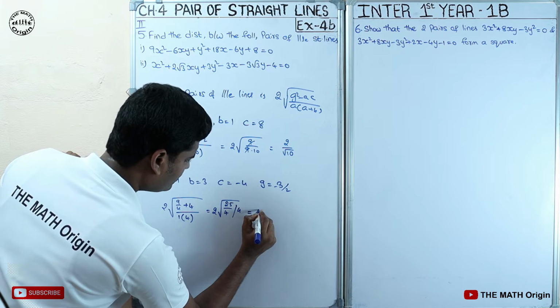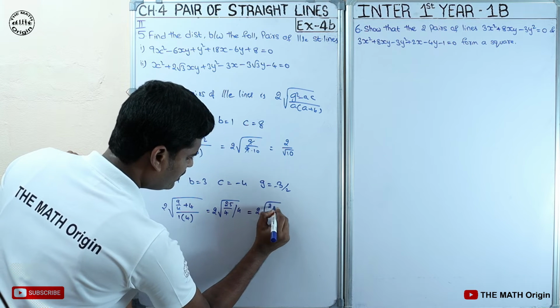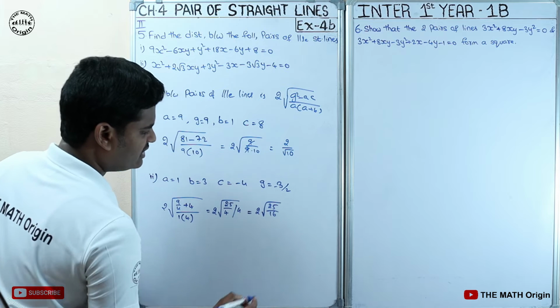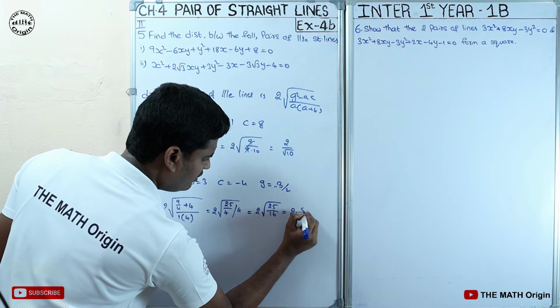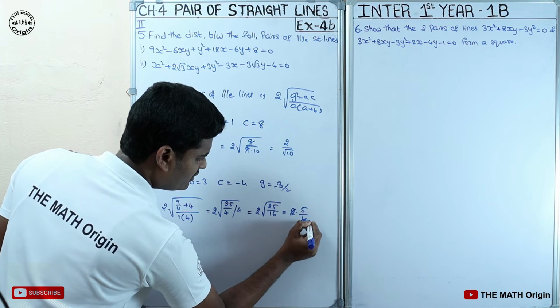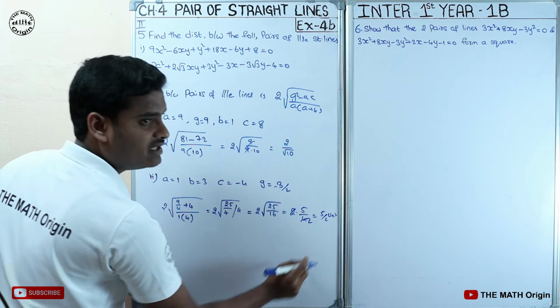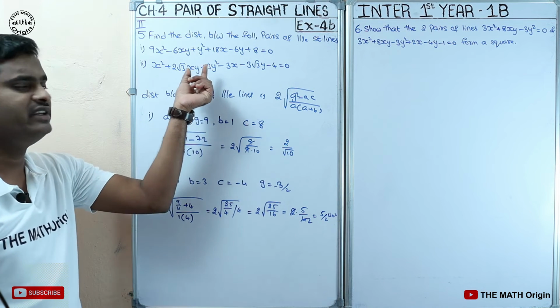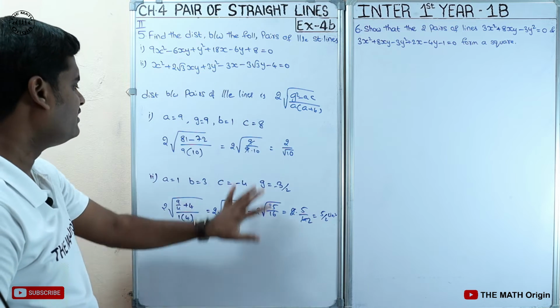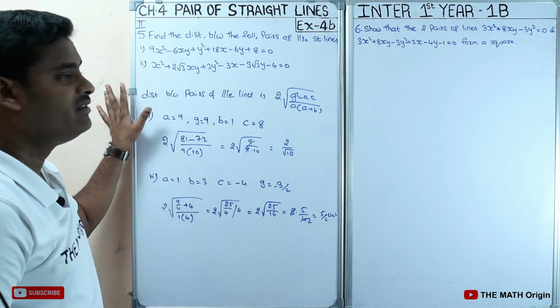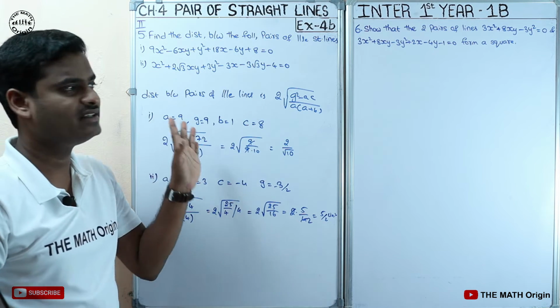So therefore which is equals to 2 root of 25 by 16. Therefore that is equals to 2 into 5 by 4, which is equals to 5 by 2 units, the distance between the pair of these straight lines, and these are parallel straight lines. With this we completed the fifth problem from the second section.